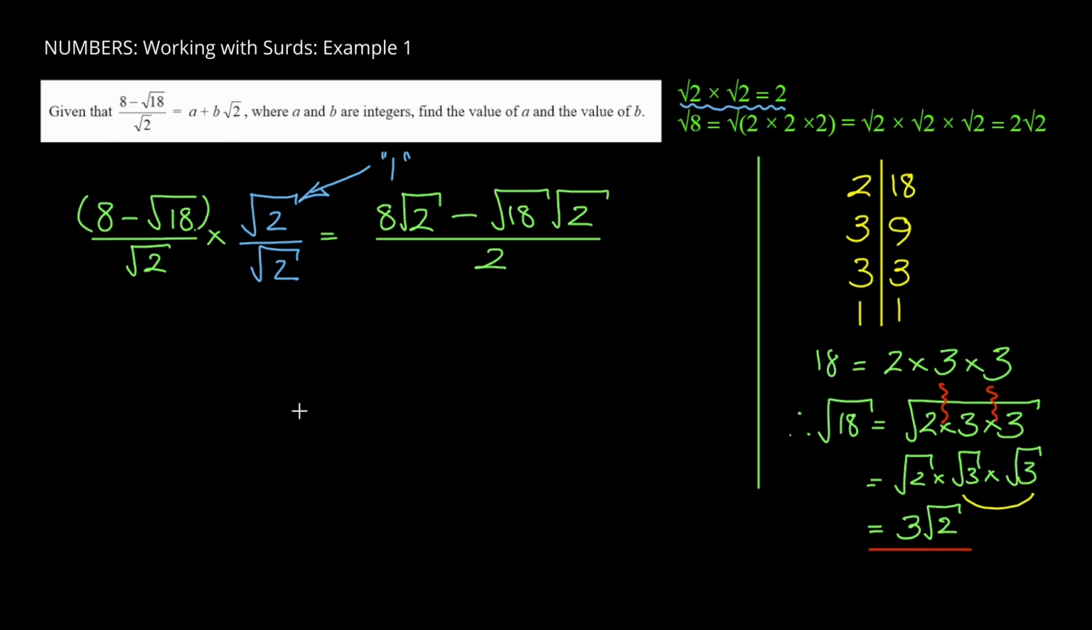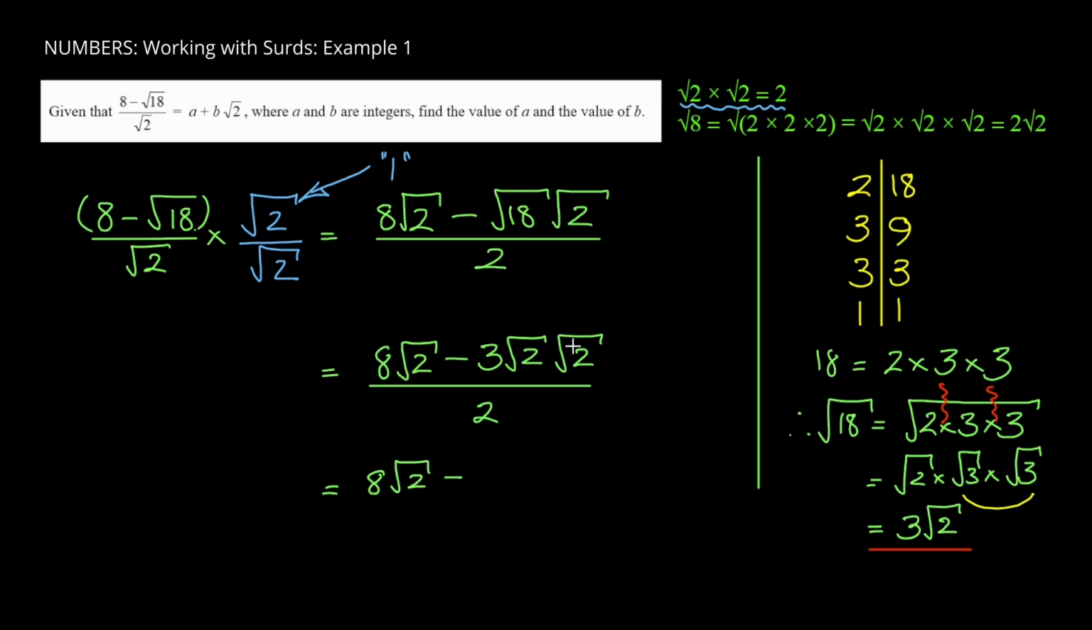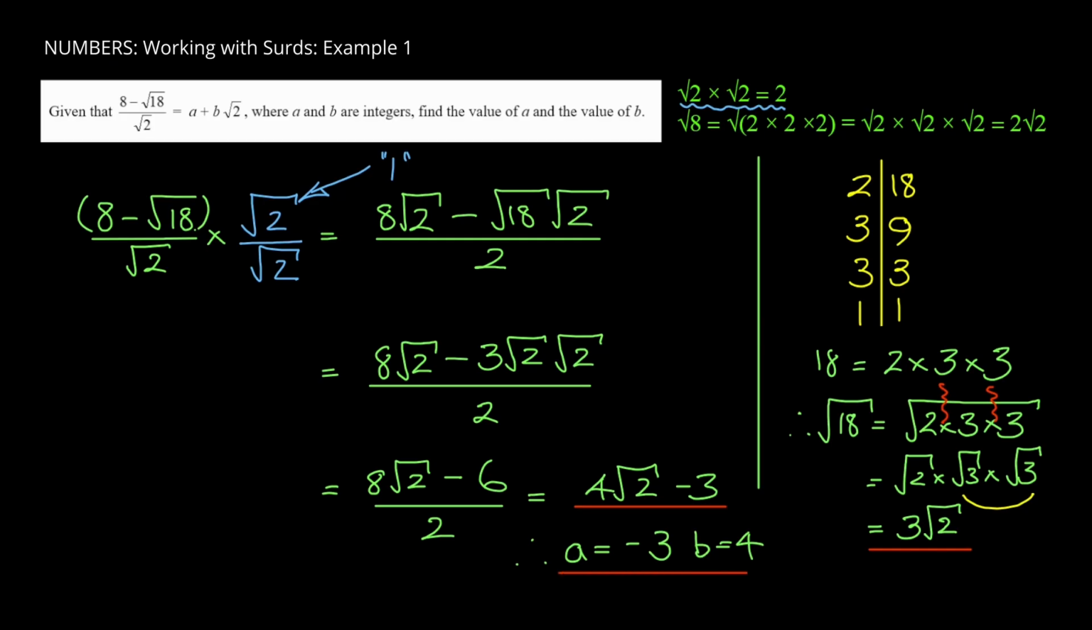So we now substitute this back into our problem. This is equal to 8 root 2 minus, now again, root 2 times root 2 is just 2. 3 times 2 will be 6, so this is negative 6, and this is divided by 2. And because 8 and 6 are both even, I can divide through by 2 all the way through, use this 2 up, therefore I get 4 root 2 minus 3. If we're being fussy, A equals negative 3, and B equals 4. And that is the answer.